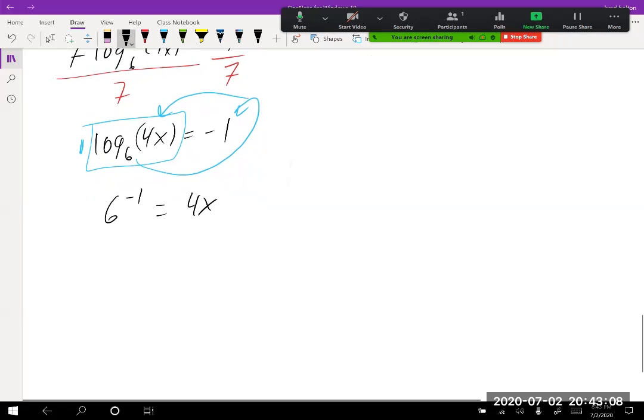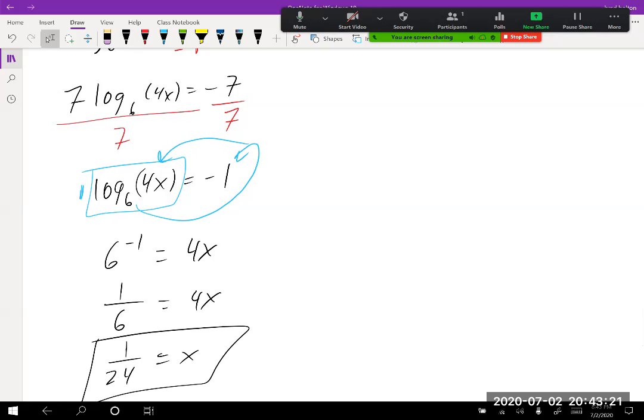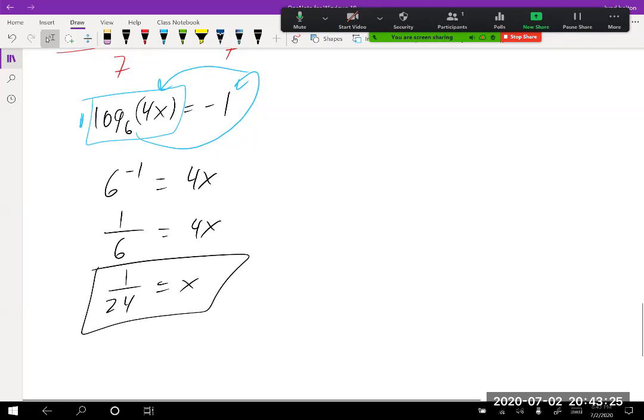But then you guys know that 6 to the negative 1 is just 1 over 6. And now I'm going to divide both sides by 4. So this will become 1 over 24 is equal to x. So not a nice one, but it worked. Okay. So hopefully everybody's okay with that one.